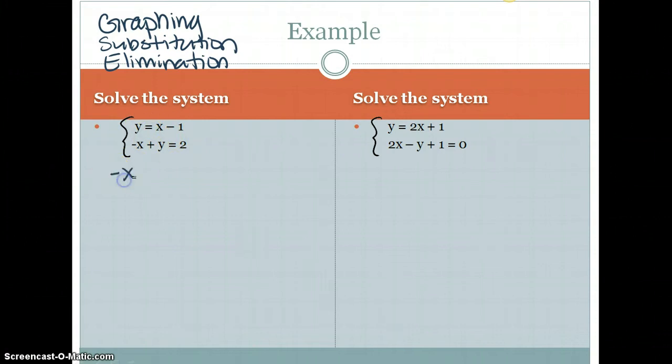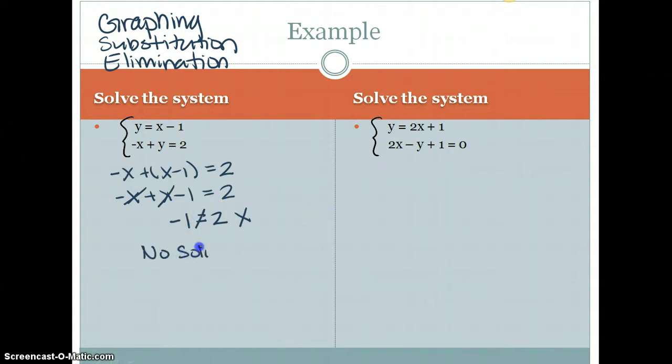So you're going to get negative x plus, in parentheses, x minus 1 is equal to 2. If you remove the parentheses, you get negative x plus x minus 1 is equal to 2. You'll notice the x's cancel out and you get negative 1 is equal to 2. This is a false statement. Because negative 1 does not equal 2, the answer would be no solution.